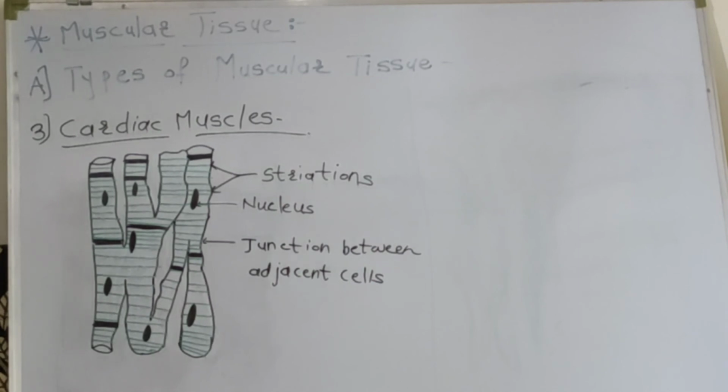Today we have seen the three types of muscular tissue. First is the skeletal muscle, and this skeletal muscle is also called striated muscle. Second is the smooth muscle. It is also called non-striated muscle. And third is the cardiac muscle. In the next lecture, we will see the nervous tissue.